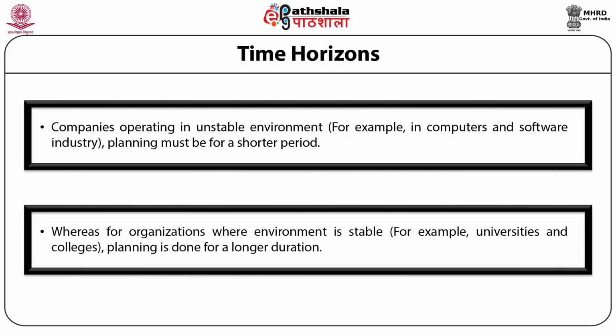Whereas for organizations where the environment is stable, like universities, colleges, and schools, the planning is done for a longer duration. You can see in schools and colleges that the syllabus, the curriculum, and the activities can be decided for a longer period. For the whole year, planning can be done and timetables can be made because they all work in a stable environment. There the things do not change so fast. We can make syllabuses, timetables, and curriculum for a longer duration.